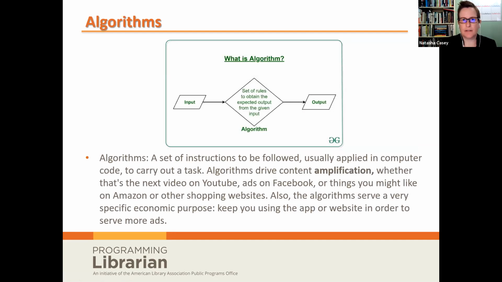I think it just helps people, it certainly helps my students figure out some of the bigger issues that come afterwards. So alongside cookies, the other foundational idea to understand the architecture of the internet, I think, is algorithms. A simple definition of an algorithm is a set of instructions to be followed to carry out a task. And of course, algorithms predate computers. But when we put algorithms in the context of contemporary internet use, they're basically driving what's called content amplification.